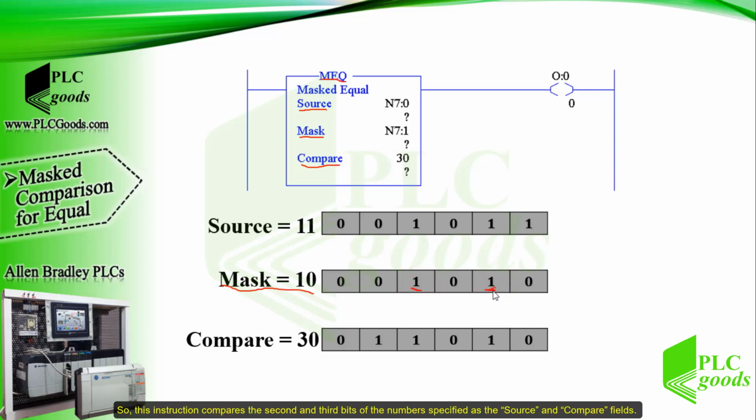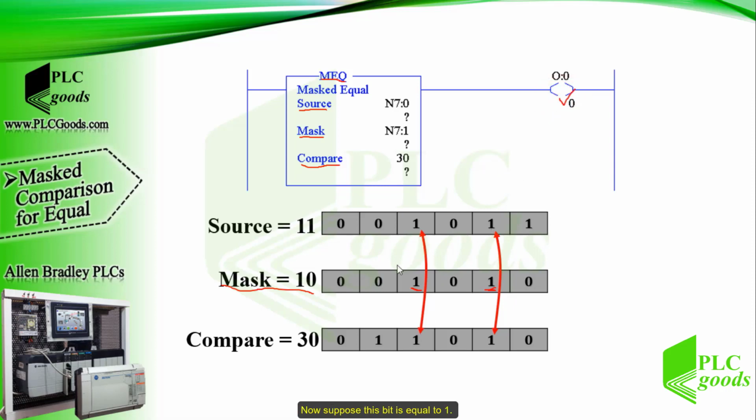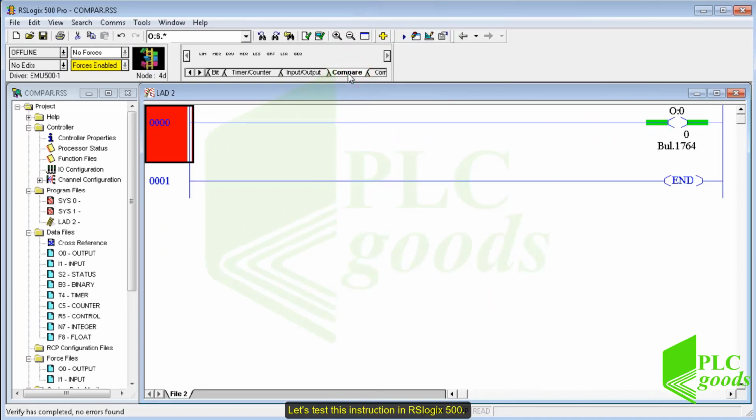So, this instruction compares the second and third bits of the numbers specified as the source and compare fields. In this case, the equality condition holds for these two bits, and in consequence, PLC turns the output on. Now suppose this bit is equal to 1. In this case, the three selected bits of the source and compare fields are not equal together, so the output will be off. Let's test this instruction in RSLogix 500.